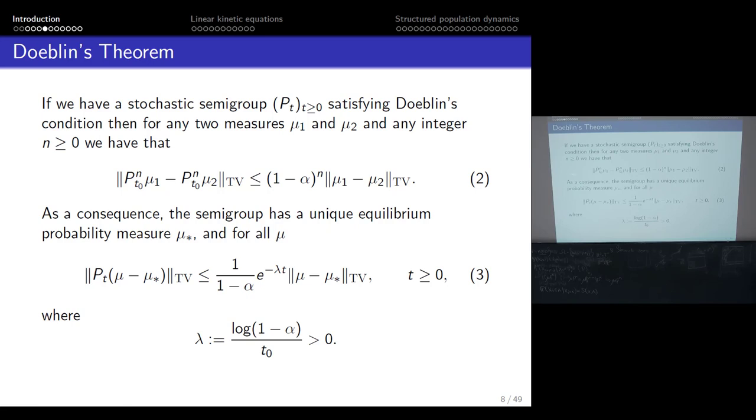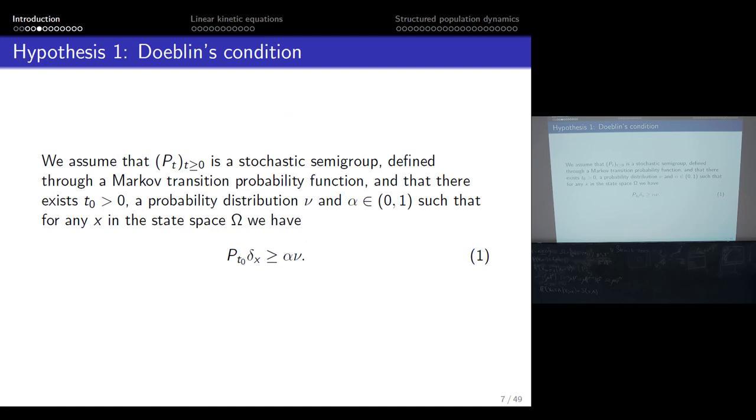have, by the construction, the convergence rate to equilibrium. Here, for two measures, we will have this kind of inequality, and then we will have the unique equilibrium of the Markov process, and the exponential convergence rate is also given by the constants in the theorem, right? In the condition and Doeblin's condition.